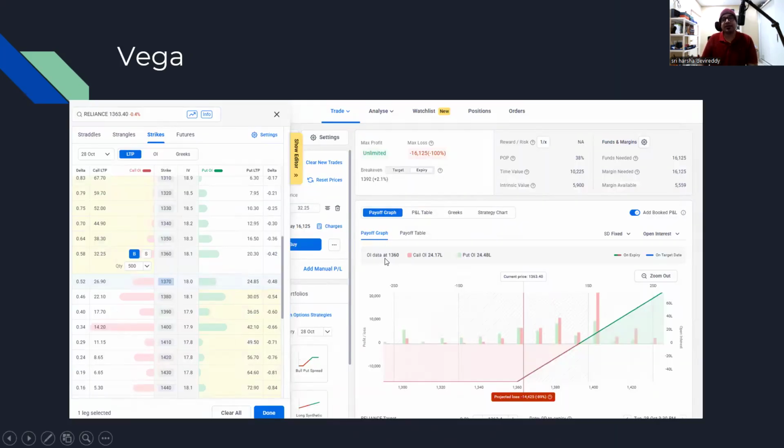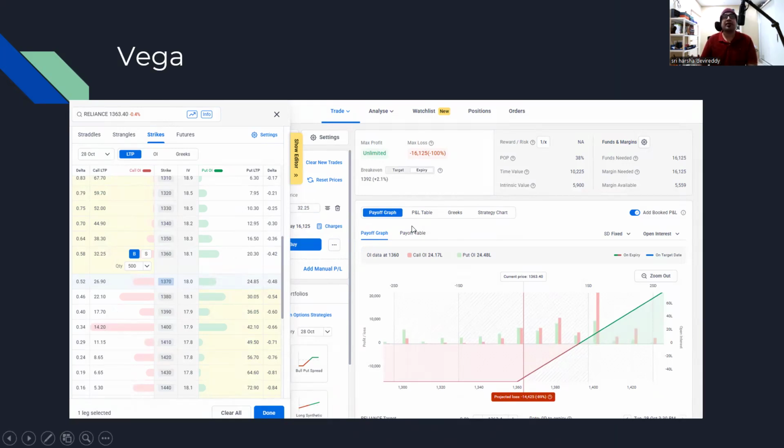Now I'll give an example of Vega. Vega is volatility. So how does volatility affect the price? For example, here if you see the premium for buying a Reliance is 1,363, the price is 16,000. You don't track it every day, so you don't know what the price of the option is. So right now I'm telling you it is 16,125.